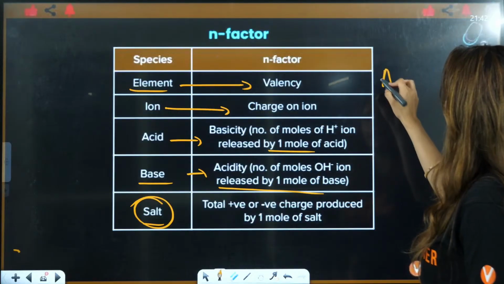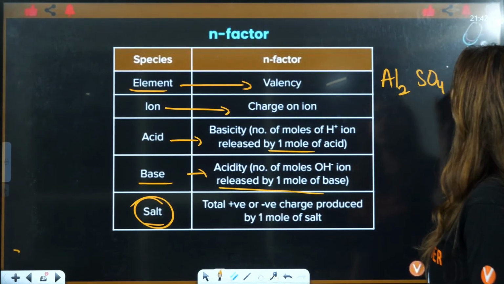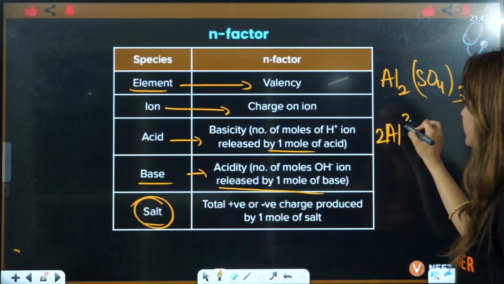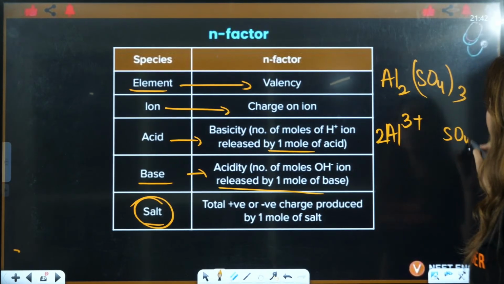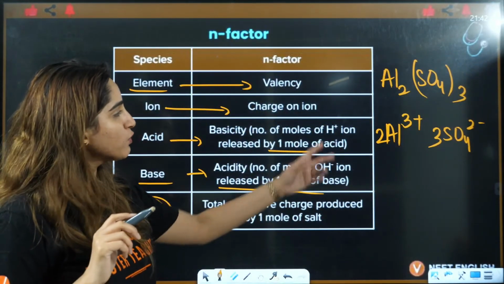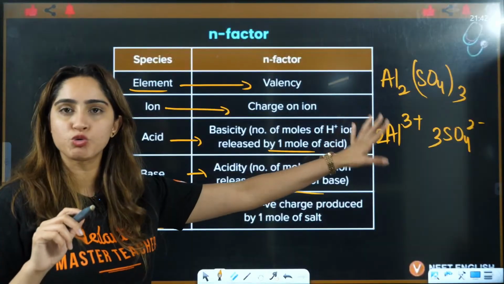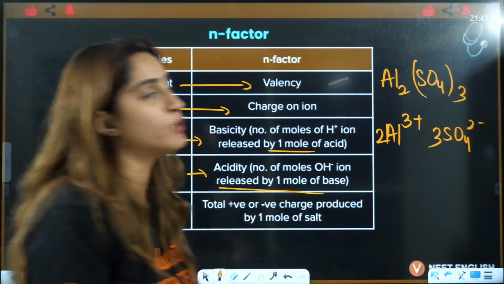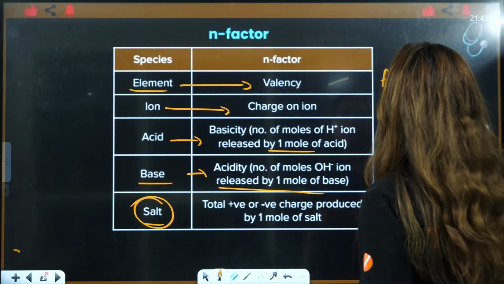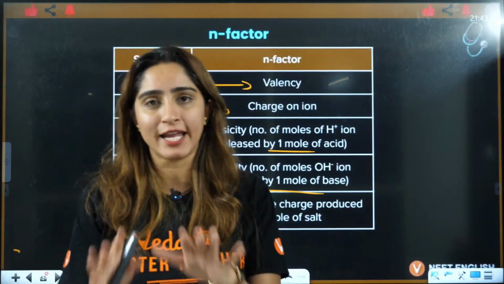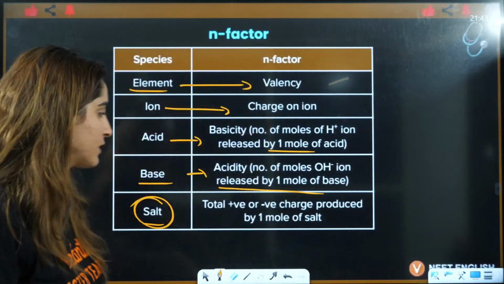If you talk about La2(SO4)3, if you see, Al is 3 positive, and this is SO4, 2 negative, and this is 3. Can you see 3 into 2 is 6, 3 into 2 is 6. So the total positive and negative charge will tell you the n factor in case of any salt, right? Don't worry if you're not able to understand this. I'll take up a detailed lecture on n factor, right?